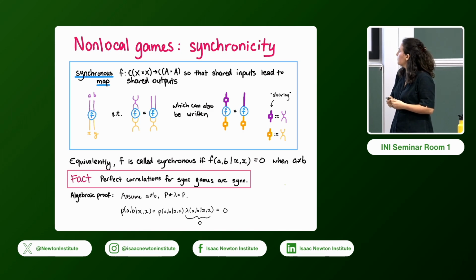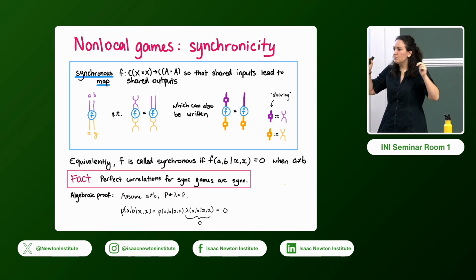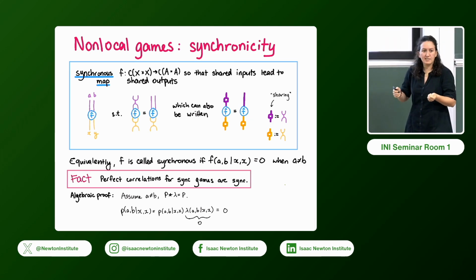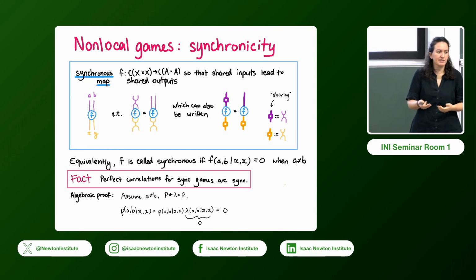You might want to say that if you have some kind of synchronous quantum game, you would want the perfect correlations or quantum versions of correlations to also be forced to be synchronous. Okay.